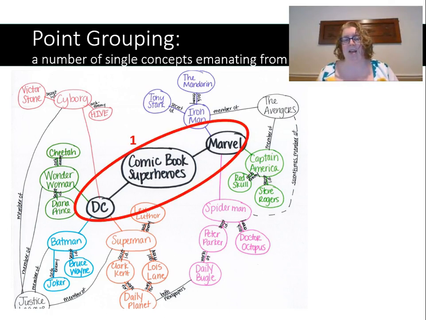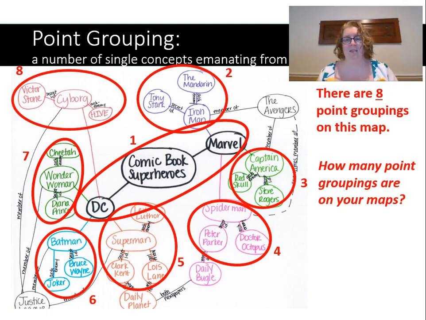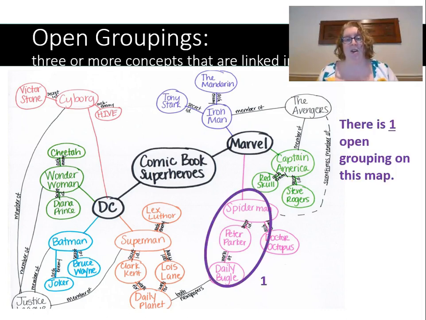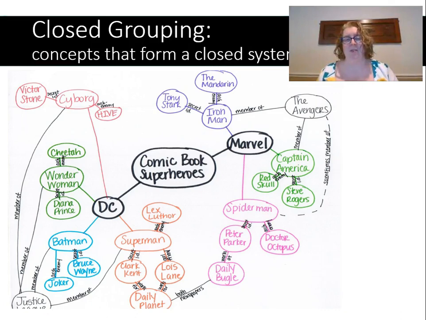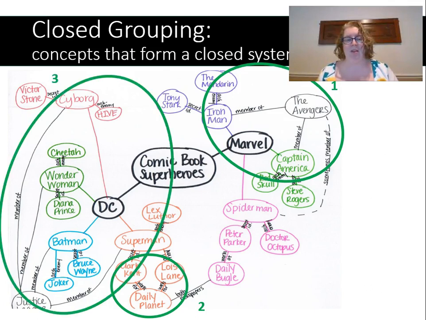So in this example, here are all of my point groupings. There are 8 point groupings. Do you see those? Now let's think about my open groupings, the chains. I have one open grouping in my map. And then for closed groupings, the ones that formed a loop, I have the Marvel loop, the Superman loop, and the DC loop, 3 loops.